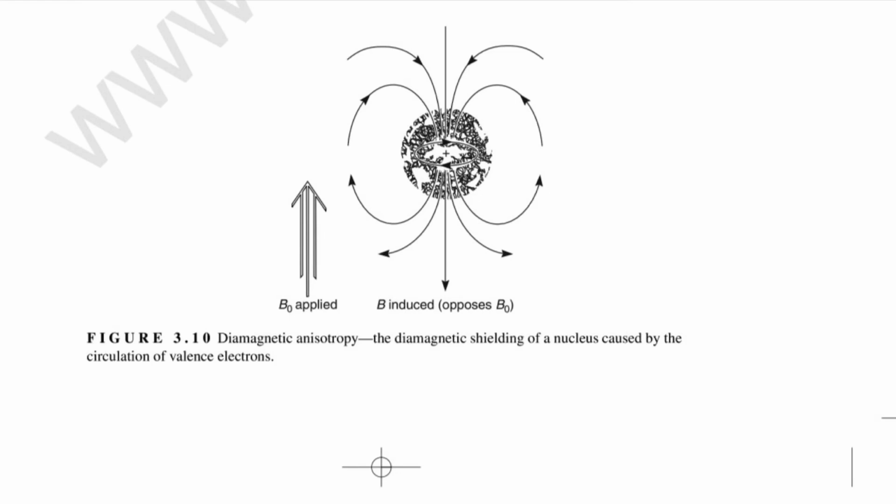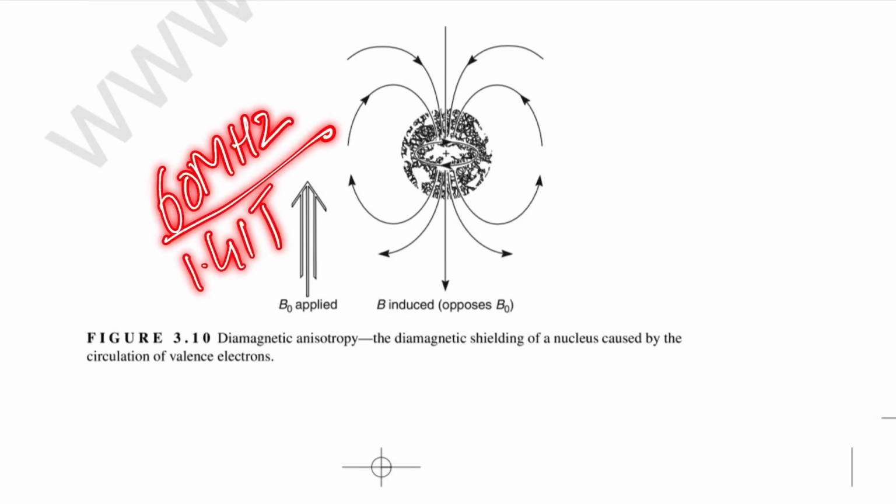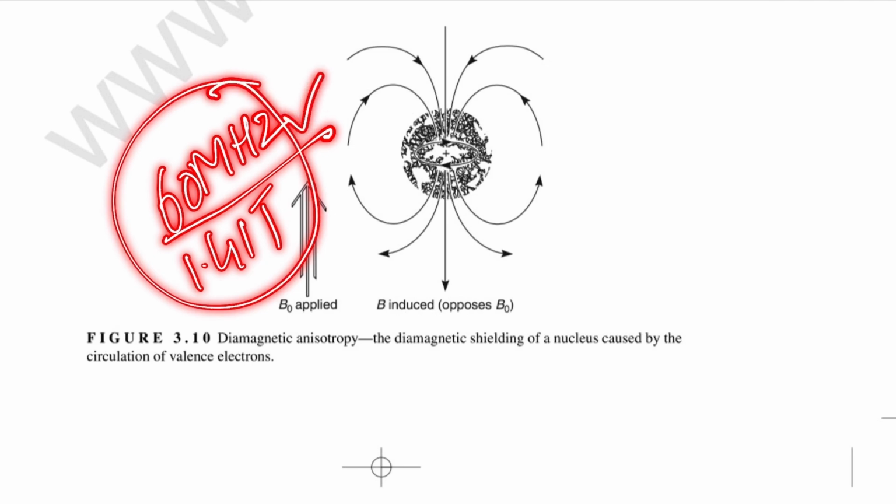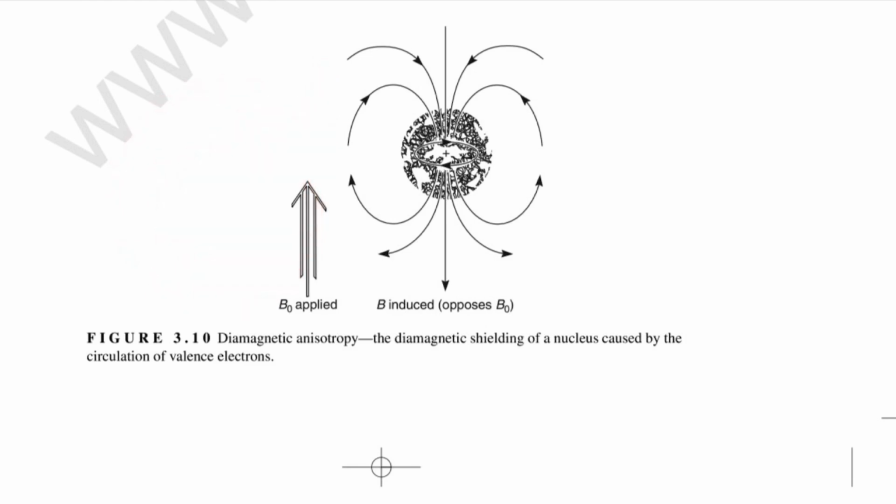So each proton will sense this applied magnetic field differently. In other words, when we say 1.41 Tesla and 60 megahertz frequency is required for the spin flipping, and in order to make the gyromagnetic ratio constant, what is happening is that each proton has a different number of electrons around it, and this will produce a different strength of the induced magnetic field, which opposes this external magnetic field. Then each proton will sense this external magnetic field differently.